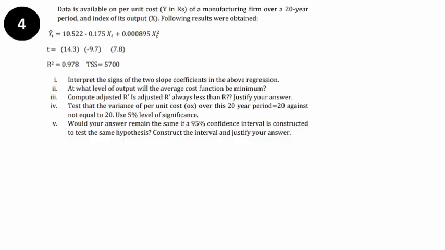For first part we can see that when output goes from 0 to 1, the mean predicted cost decreased by 0.175 units, but at an increasing rate of 2 into beta 3 hat units. So here we have calculated the AC by dividing yt hat by xt, and then applied normal derivatives procedure and arrived at the minimum for AC.